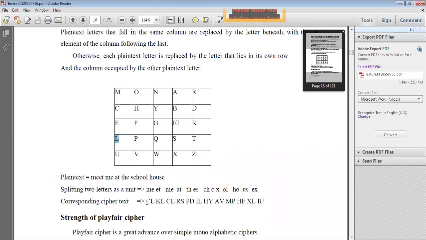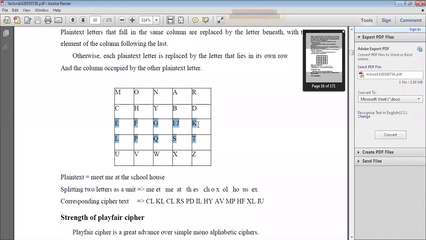So now the ciphertext is CL. Clear? Then the second word is ET. So what is the letter here? And a T. Where is the T here? Here. So now this is in the form of a rectangle. In the rectangle form, so what is the letter here? E. So E is replaced with that.